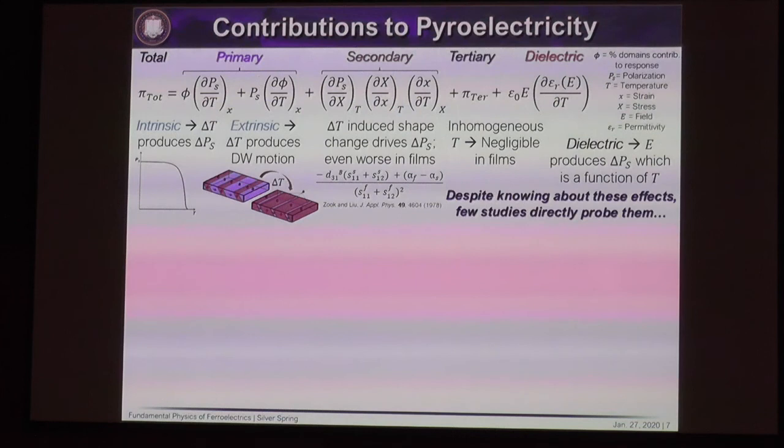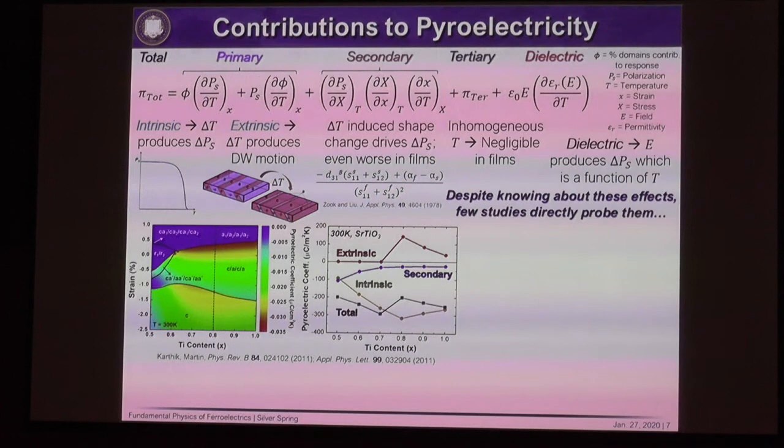So despite knowing all of these things, there have been very few studies that directly study these effects and break them out in detail. Over the years, there's a summary of some of the things we've been doing. We started by looking at this from a phenomenological point of view. These are just GLD-type simulations, trying to figure out where the different contributions might be big in, say, PZT as a function of titanium content in these systems or strain.